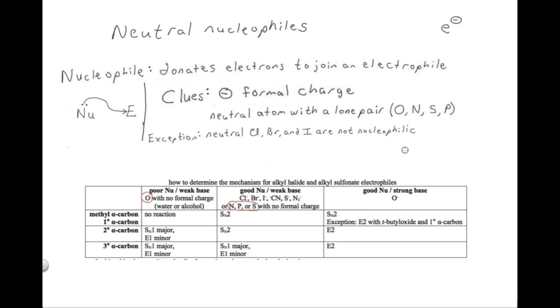So in summary, you should have memorized that neutral oxygen, neutral nitrogen, neutral sulfur, and neutral phosphorus can all be used as nucleophiles because they have lone pairs. Neutral oxygen is a poor nucleophile in the left-hand column of this table. Neutral nitrogen, phosphorus, and sulfur are good nucleophiles in the middle column.